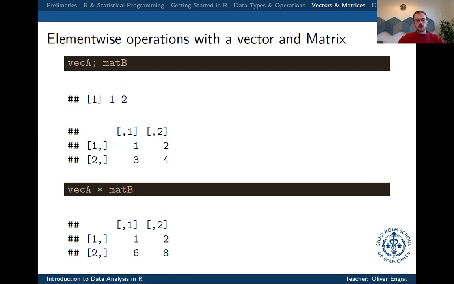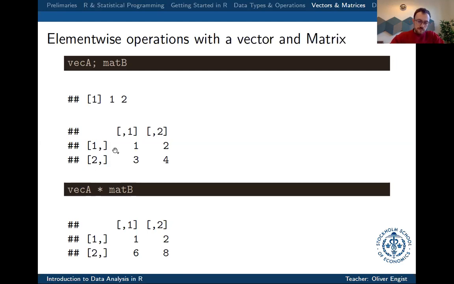Also very useful is that you can do matrix algebra in R. However, you have to pay attention that if you're multiplying using the conventional multiplication symbol, R will not interpret this as matrix multiplication. Instead, it will multiply element-wise.